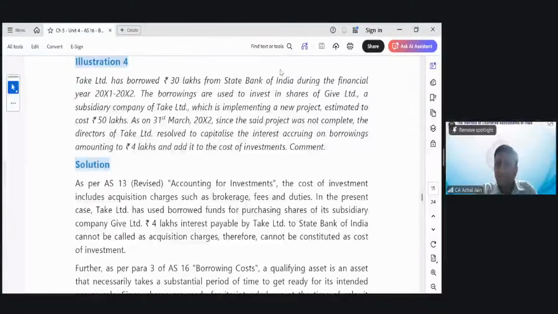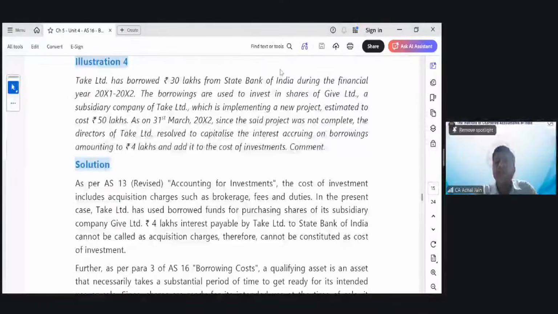They have borrowed 30 lakh rupees from State Bank of India, and they have invested all 30 lakhs in its subsidiary company, Give Limited, and the accrued interest is 4 lakh. And we should capitalize that 4 lakh, right, sir? No, what is your confusion? Are you saying that as per your understanding, it should be capitalized and we are saying it should not be capitalized? Yes, sir, I'm confused about what the treatment is for that.